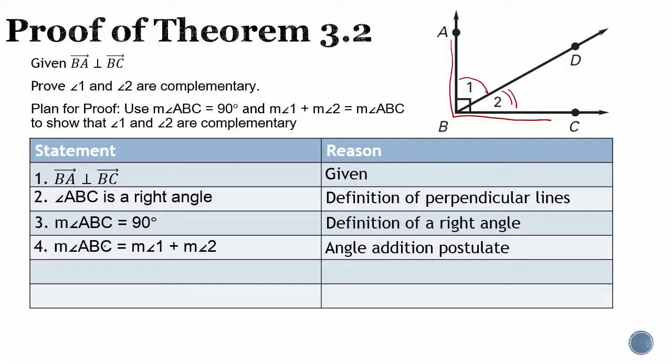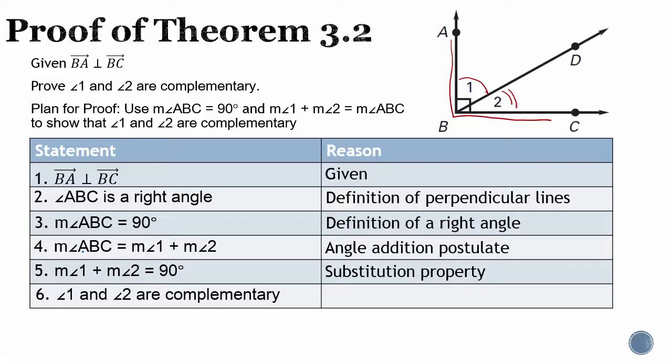Because I know from step 3 that the measure of angle ABC is equal to 90 degrees, I can substitute 90 degrees over here for the measure of angle ABC and say that the measure of angle 1 plus the measure of angle 2 is equal to 90 degrees. That's using the substitution property. Finally, because I know that if two angles add up to 90 degrees, they are complementary angles, I can say that angle 1 and angle 2 are complementary using the definition of complementary angles.